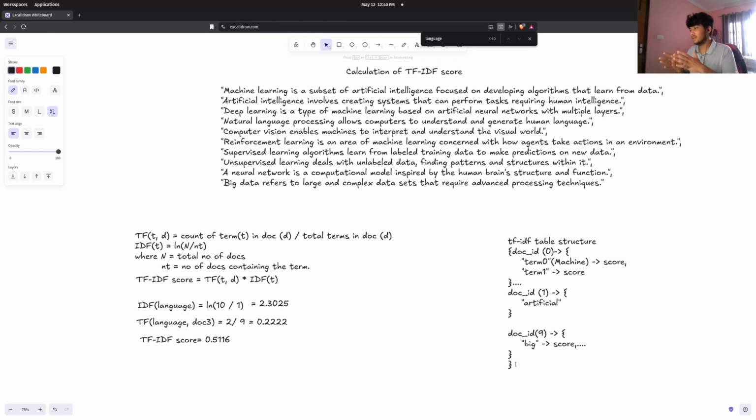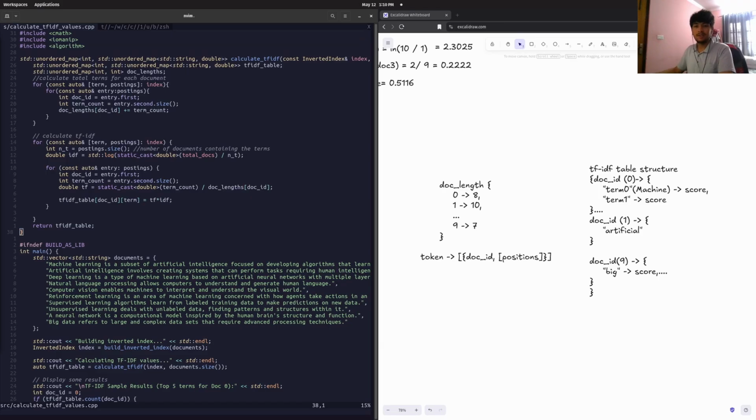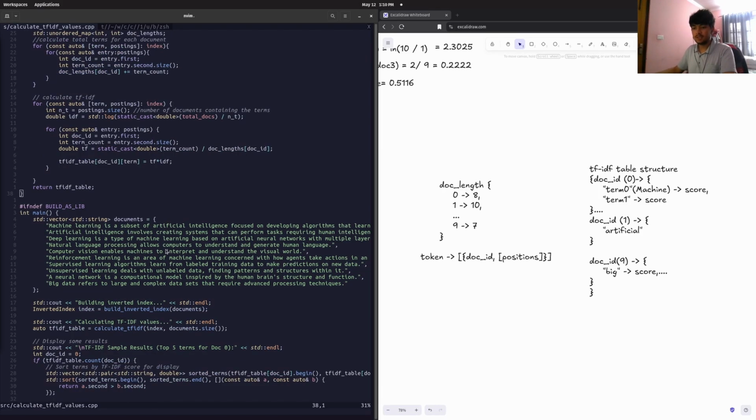So it has the length of the document size, which consists of each and every token for each and every document. So now we are going to look at how we have programmed this. Let's see what's happening in the code. Firstly, we are calling this calculate TF-IDF score. Before that, we have built the index, which we already did in the previous video, and we are just sending that index and the document's length or size to the calculate TF-IDF score function.